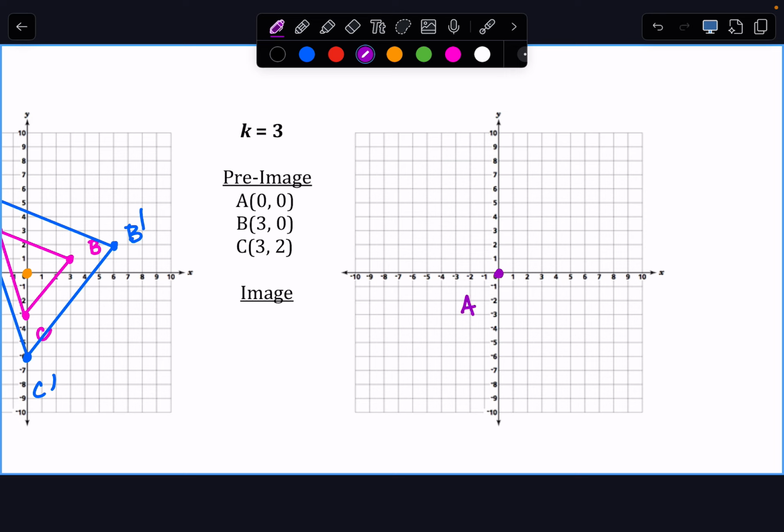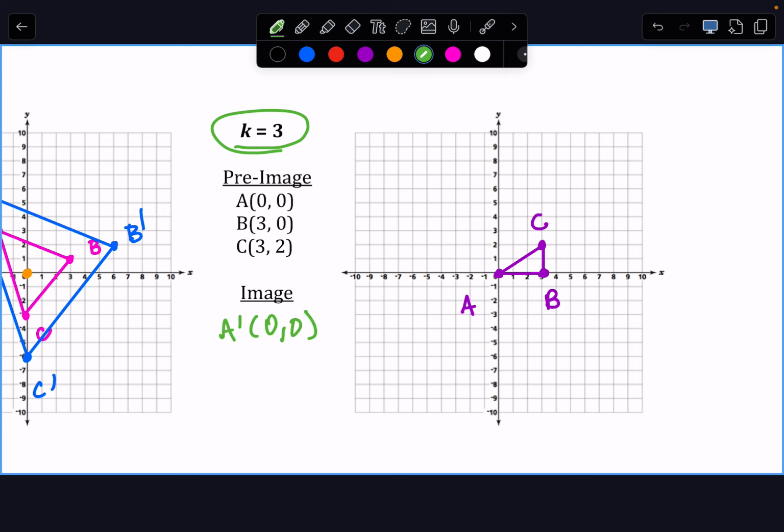Okay, I want to talk about this one real quick, because I really like this picture. Could you plot these 3 coordinates for me, please? Okay. Now, we are going to have a larger image because K is 3. Now, where does A prime go?